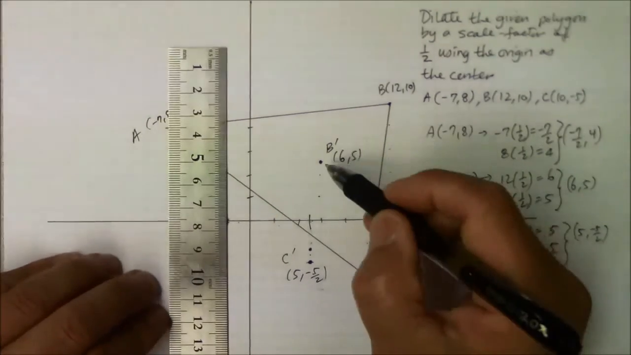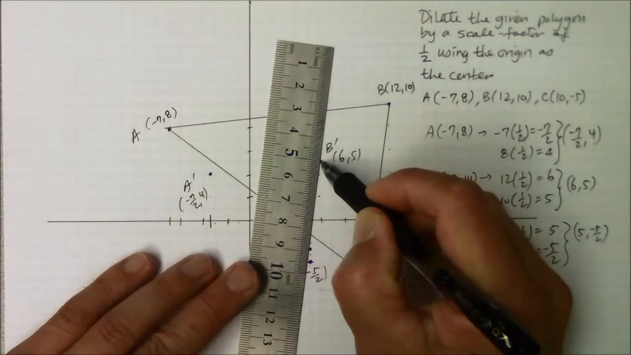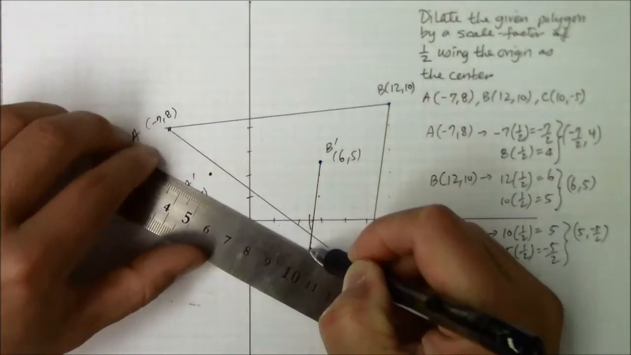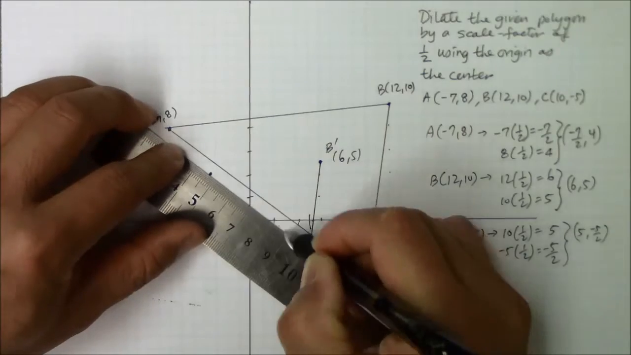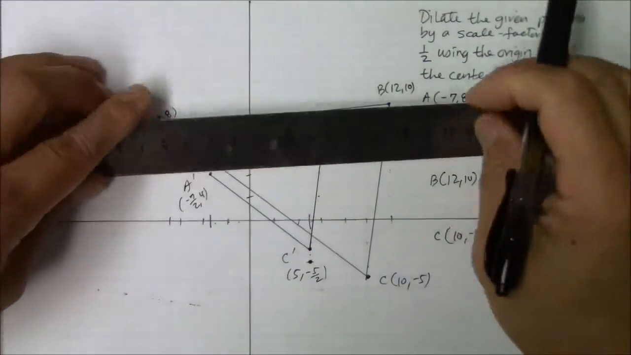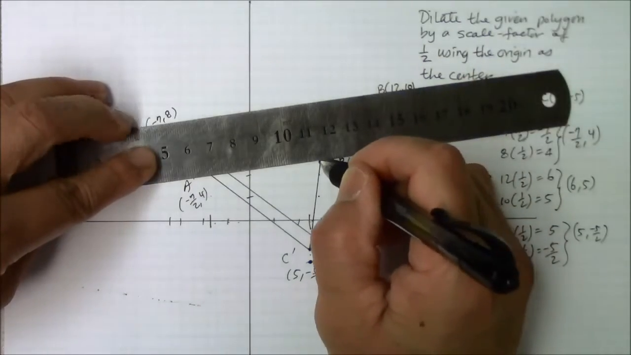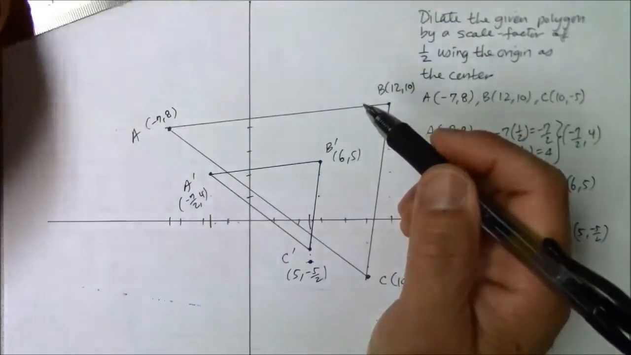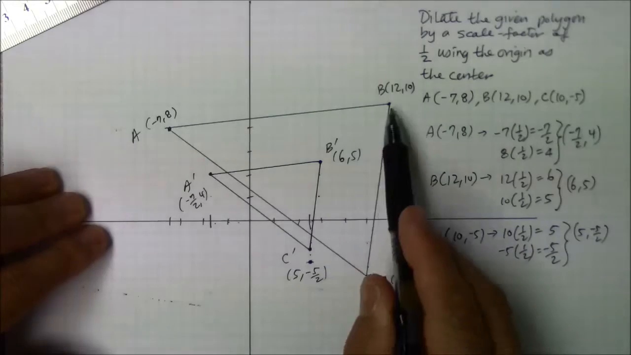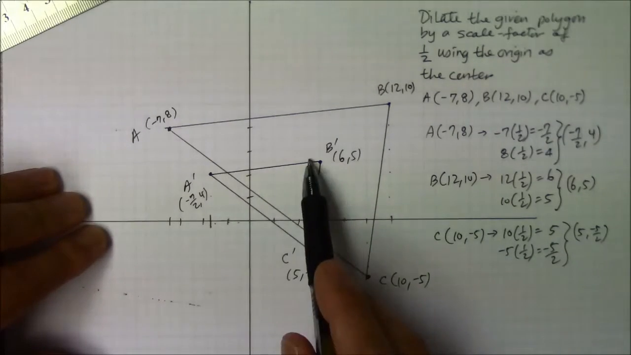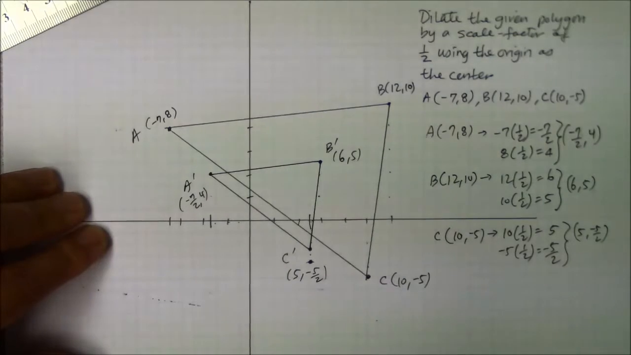So let's plot those 3 points, and it will look something like this. Right there. And right there. Okay? And see that? It's half the distance of the original from the origin and half the perimeter, whatever it's supposed to be. All right?